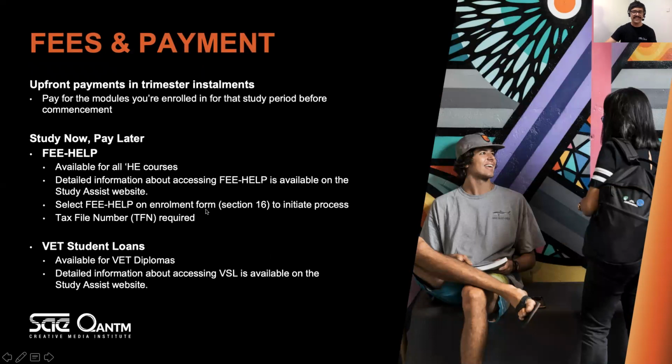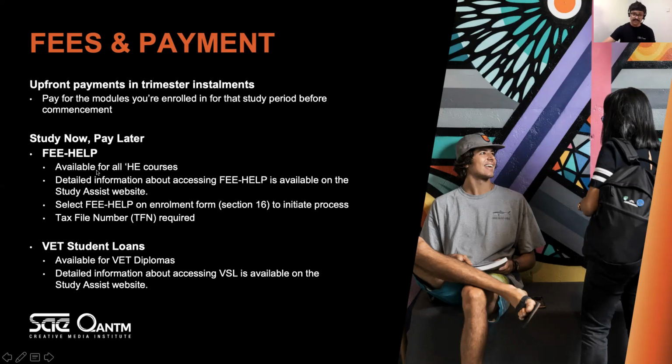So for the fees and payment sections of our course, we do have a couple of options. All of our higher education courses are fully accredited for FEE-HELP funding. Now, you can always pay upfront in trimester installments, so that you can pay for the modules that you're enrolled in for that particular study period. So in terms of study loads, if you're doing part-time, that's usually 10 or 20 credit points, so 1 or 2 units, you just pay for those 2 units. If you're doing full-time, that's 3, or even our fast-track option, which is 40 credit points worth. So that's the whole cost associated with that. So you can pay upfront that way, or you can opt for the study now, pay later scheme.